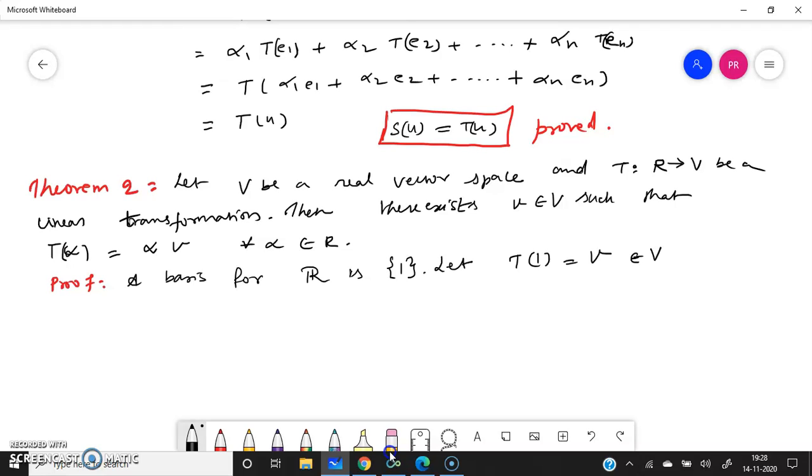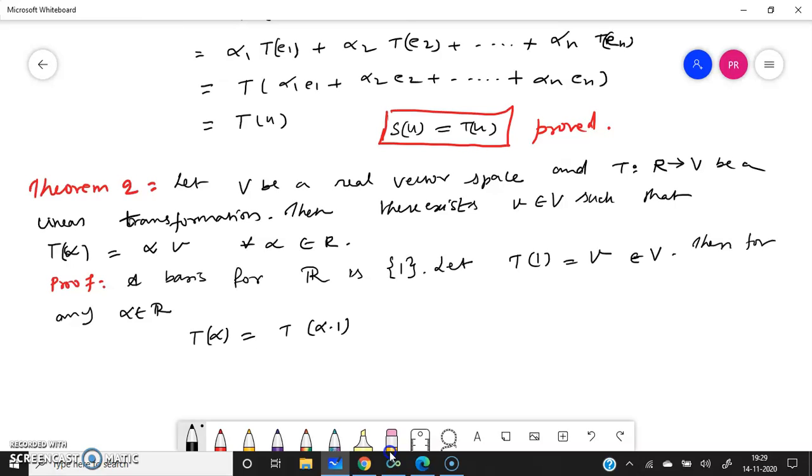T from R to V is a linear transformation, it is given. Therefore, T of 1 can be written as V, right? So, for some V in V, then for any alpha belongs to R, what is T of alpha? T of alpha can be written as T of alpha into 1, right?